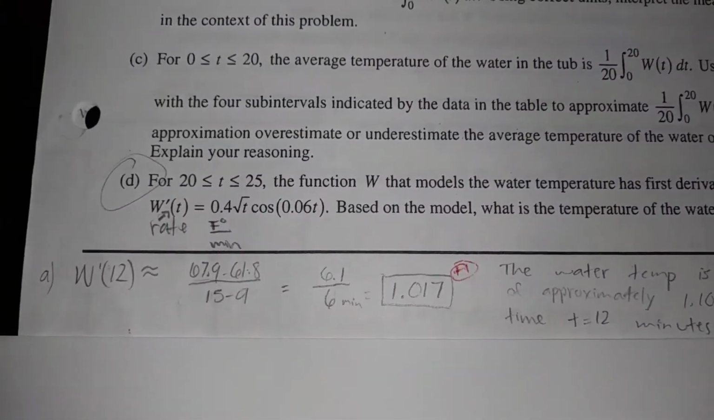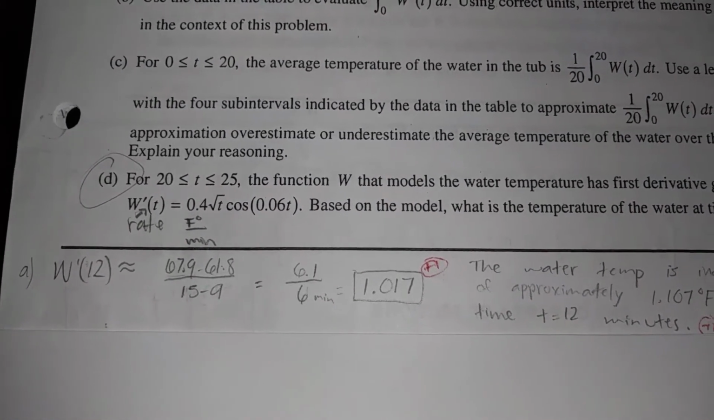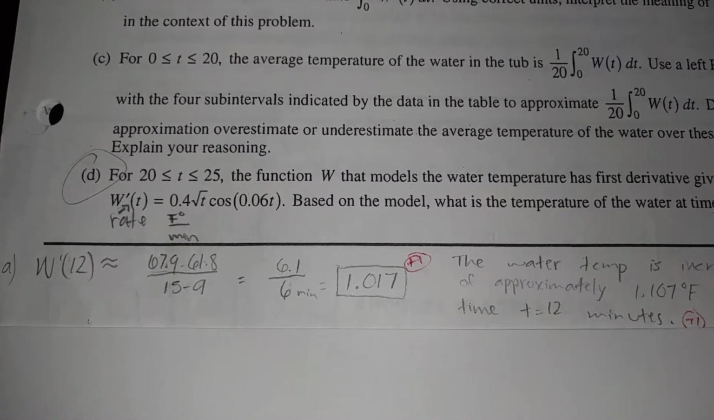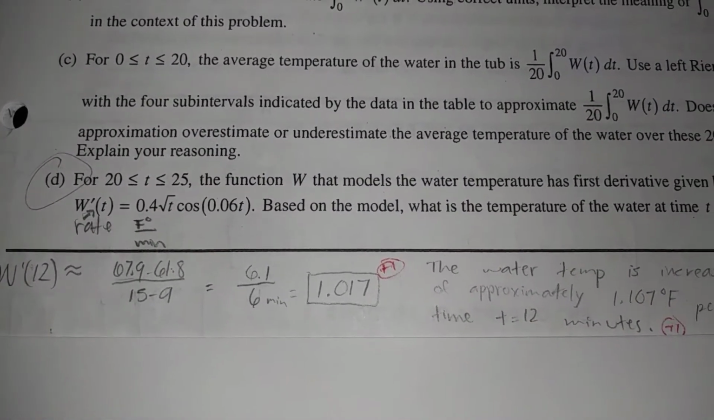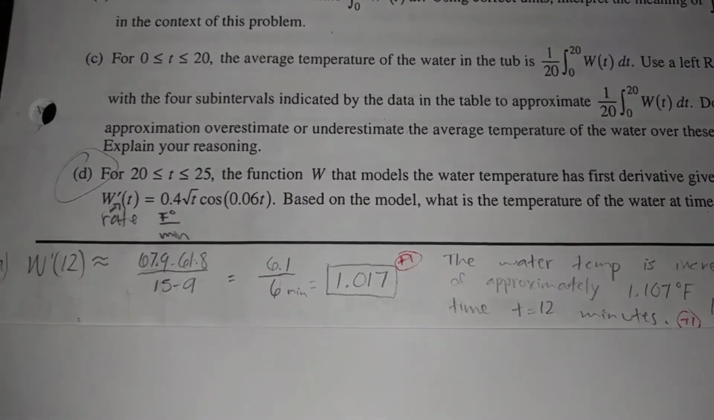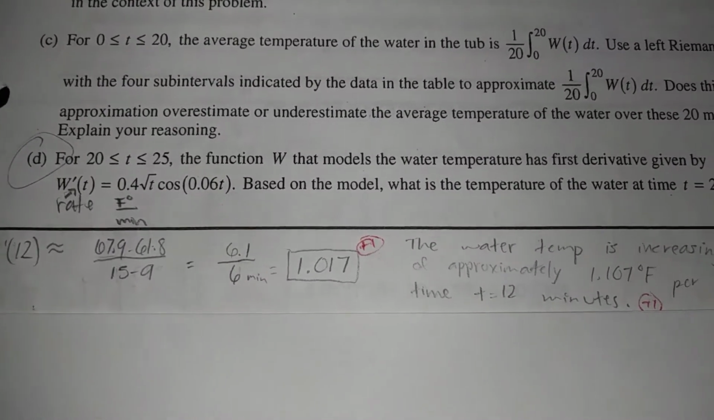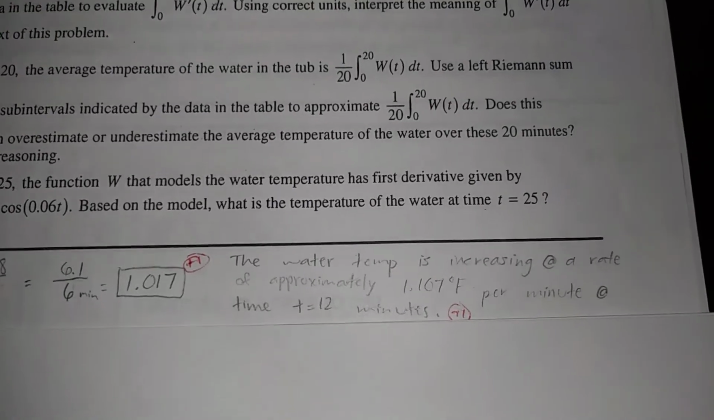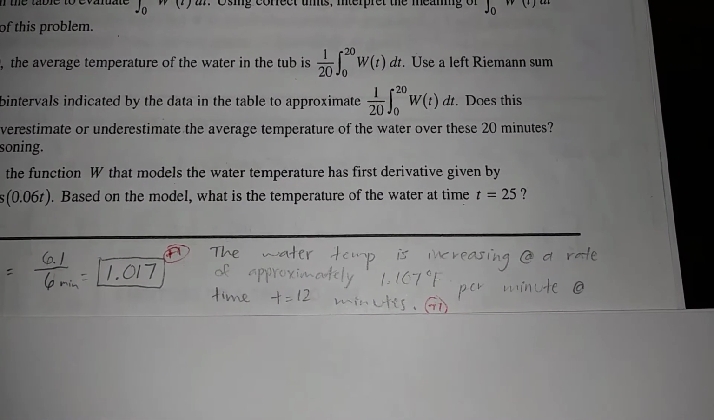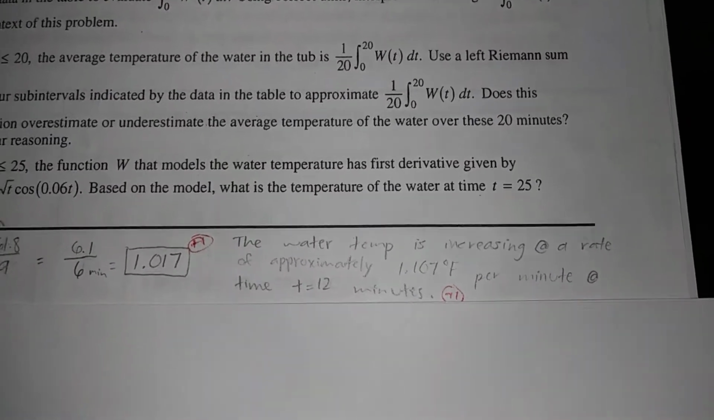In this case, I used y2 minus y1 over x2 minus x1 in order to find the slope of W at 12. So approximately, it would be 67.9 minus 61.8 over 15 minus 9, which equals 6.1 over 6 minutes, and the answer would be 1.017. The water temperature is increasing at a rate of approximately 1.017 degrees Fahrenheit per minute at time t equals 12 minutes.